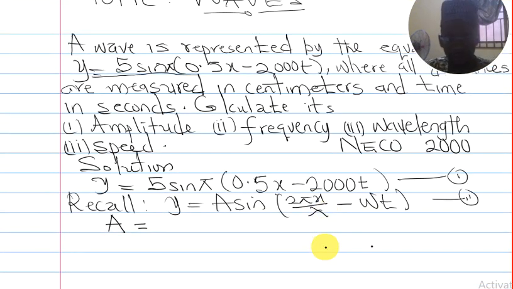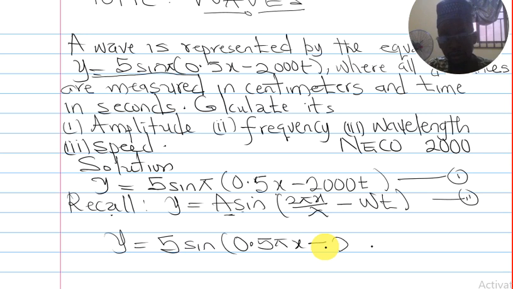Now if you look at this one, the coefficient of sine here is A. Let me open the bracket from equation 1. Equation 1 gives us y equals sine, and this one will give us 0.5 pi x minus 2000 pi t, okay? Equation 1 as well. Now I want to combine this equation 1 and 2 together.